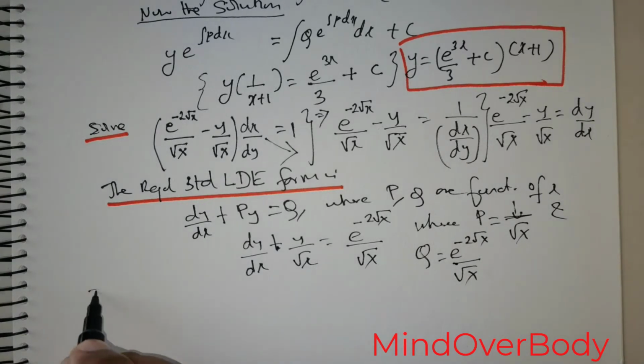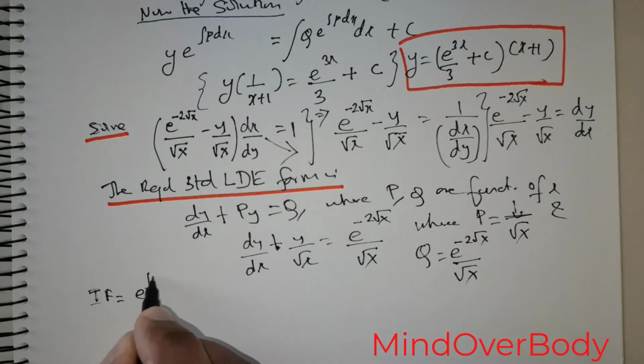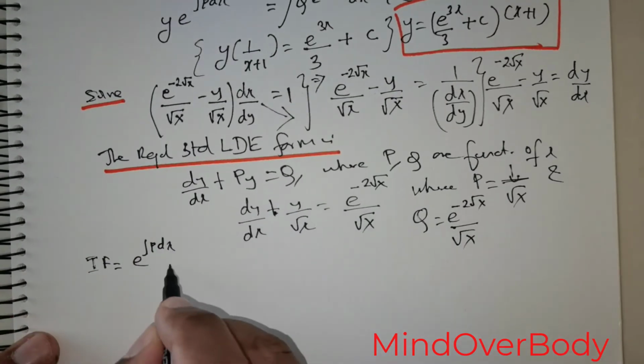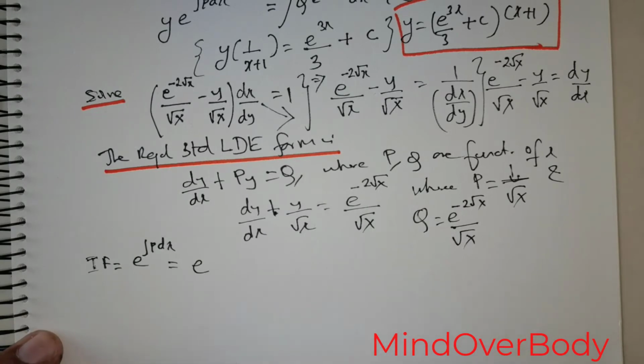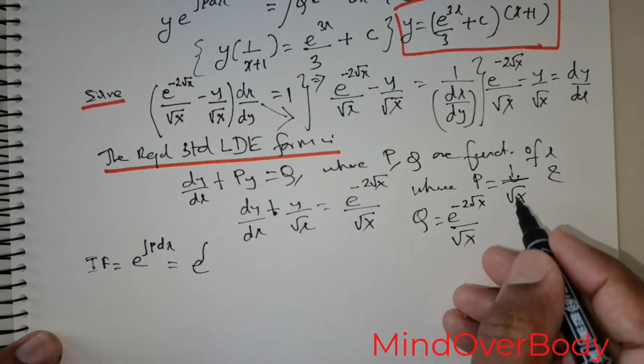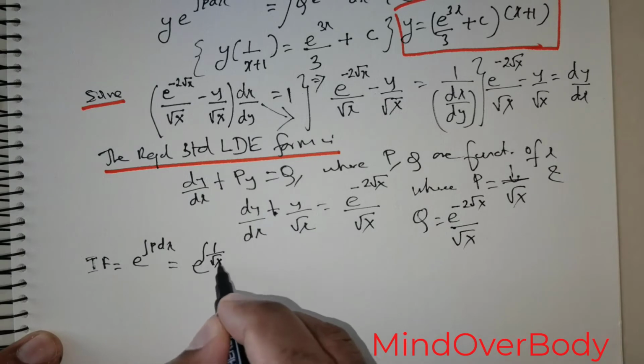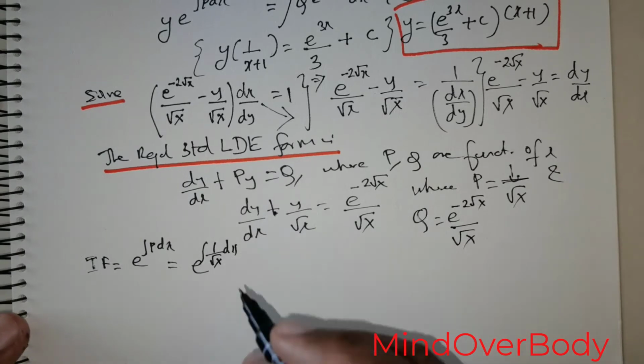Now we need to get the integrating factor. So what is the integrating factor? It is nothing but e raised to the power of integral p dx. This is the integrating factor. From here I can say this is nothing but e raised to the power of the integral, where my p is 1 over root of x, times dx. Right? This is what I've got.